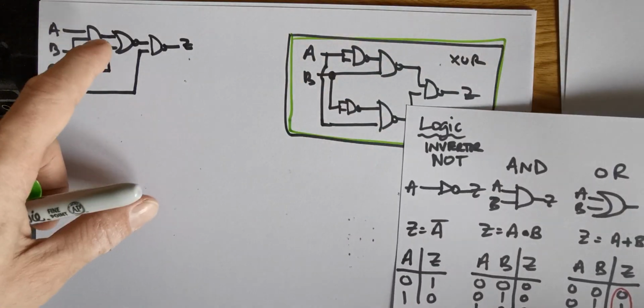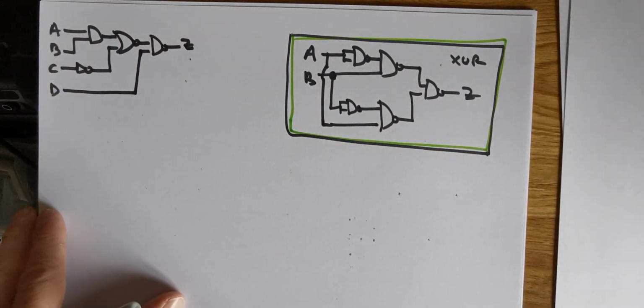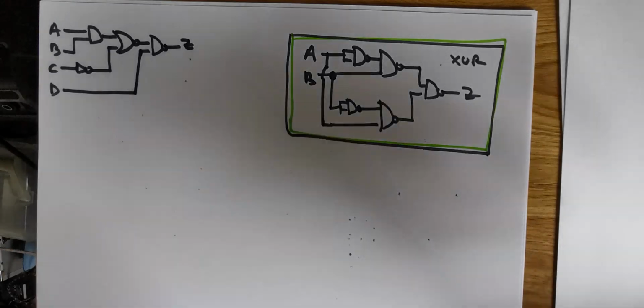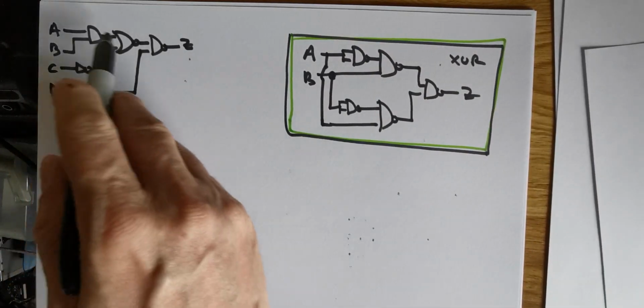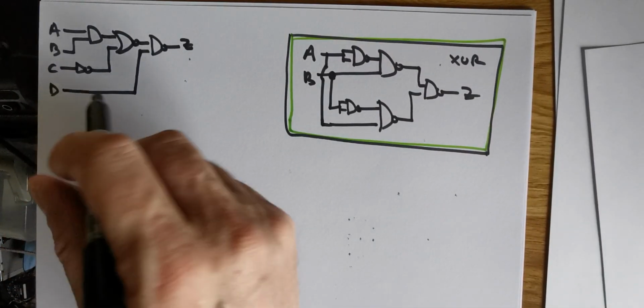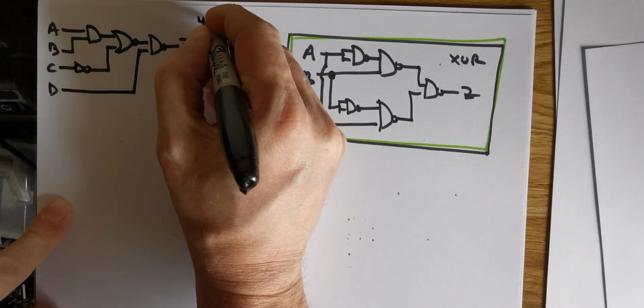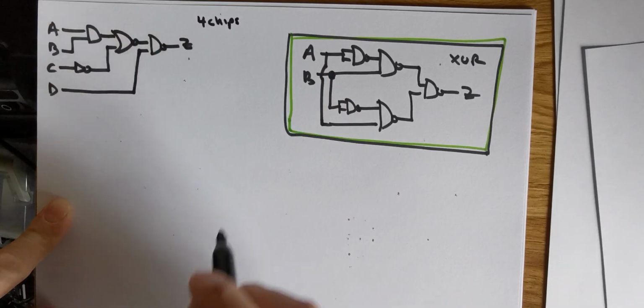So as things stand right now, this circuit here is going to have 4 chips on it, and if I just take a note of this, you don't need to be able to do this, I don't think, right?